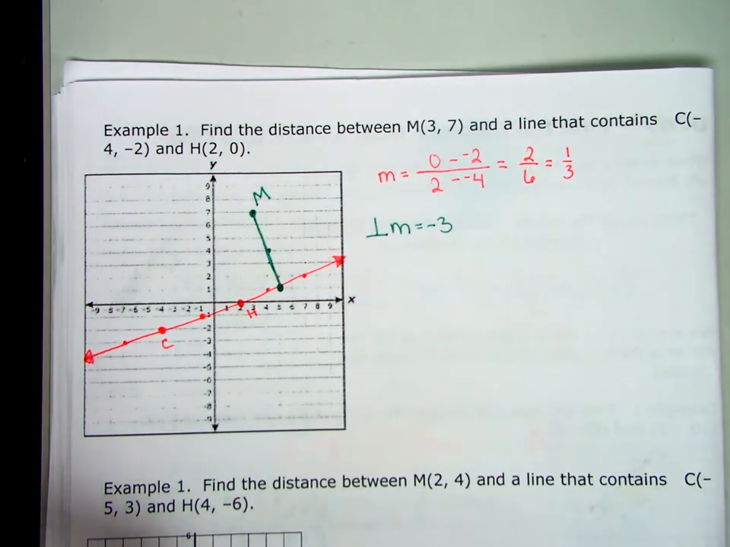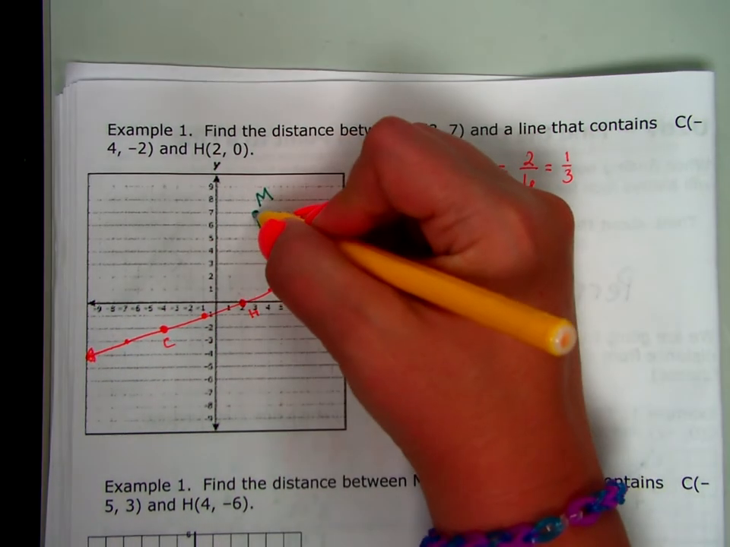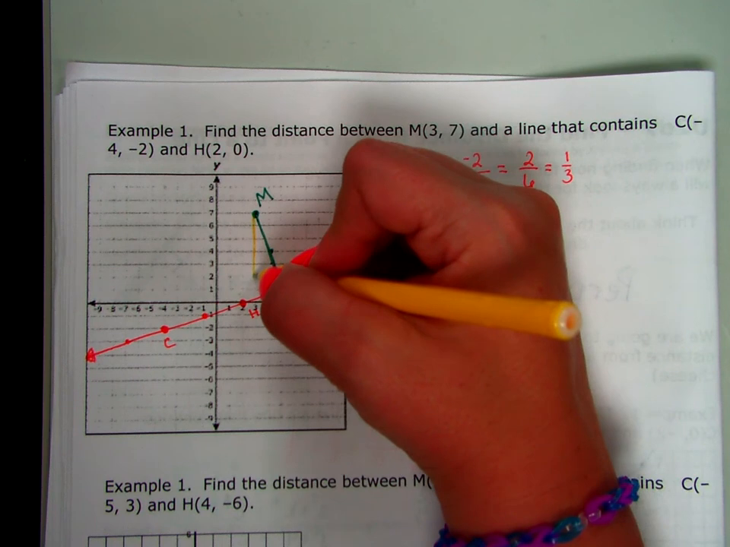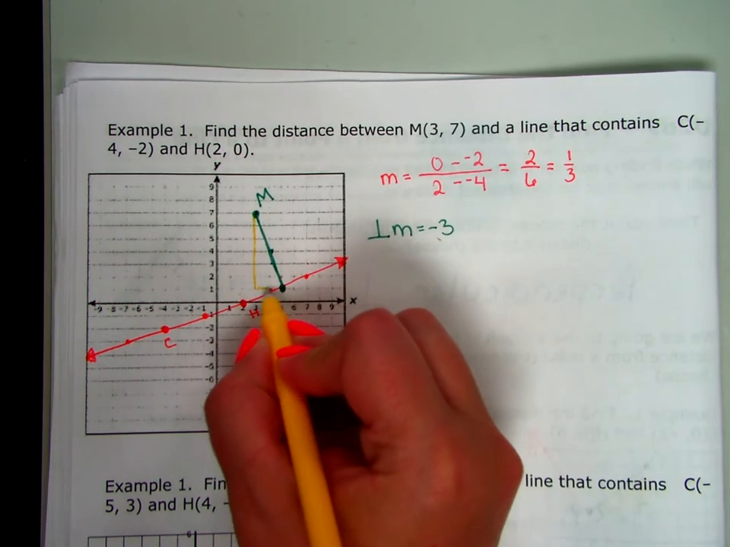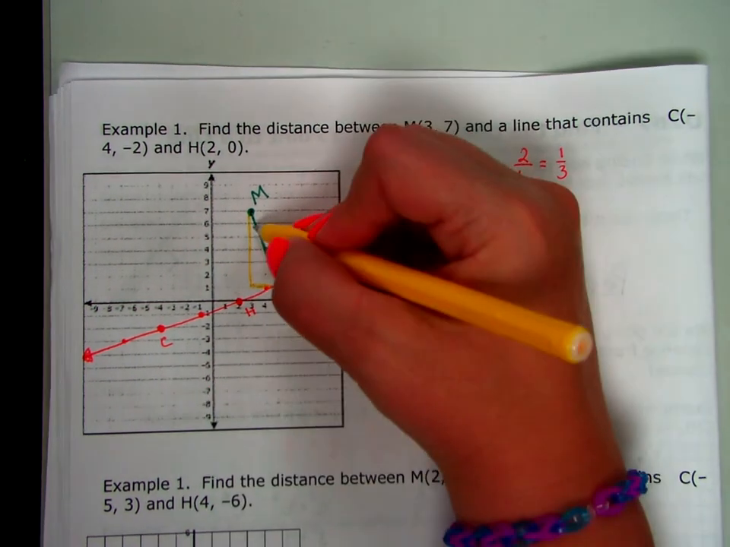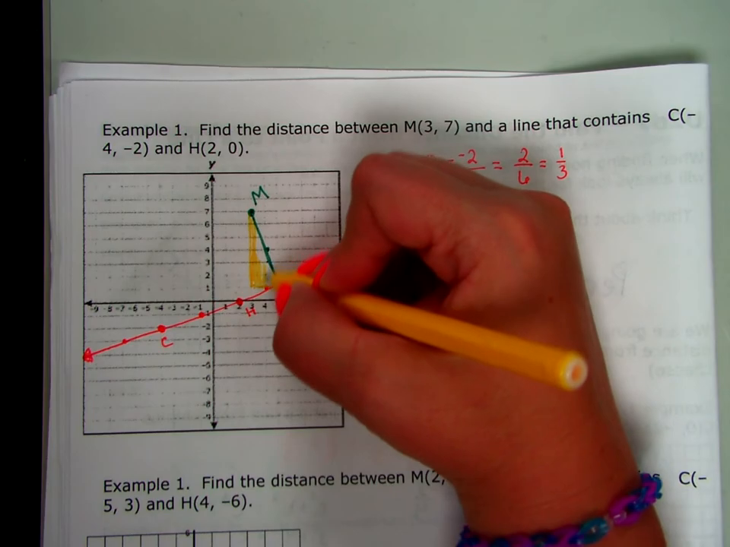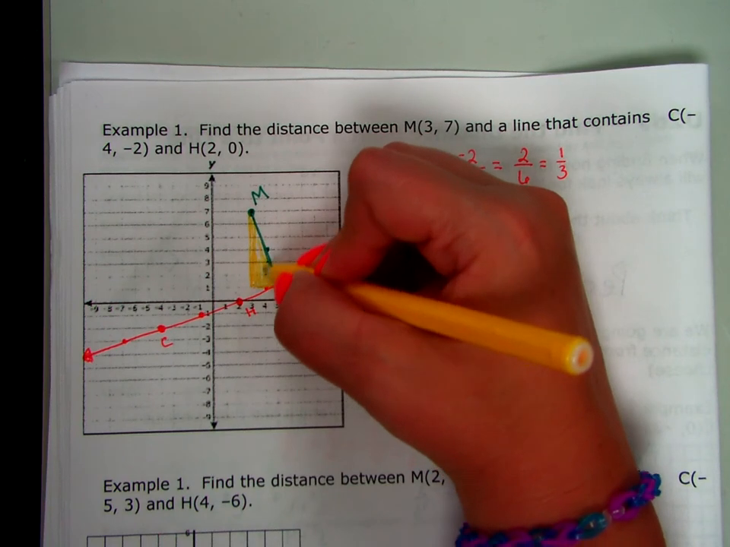Then I'm going to make my right triangle. I'm going to come down not all the way to the orange line. I'm just going to come down till when I can switch to horizontal. It'll make a right triangle. This graph is a little bit difficult to graph on. Sorry about that.